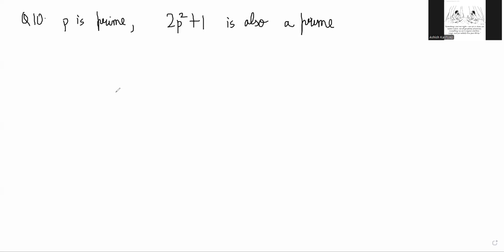Next one that is a problem. सर 10th. Okay. Let P be a prime such that 2P² plus 1 is also a prime. P is prime. 2P² plus 1 is also a prime. We have to prove that 2P² minus 1 is also a prime.